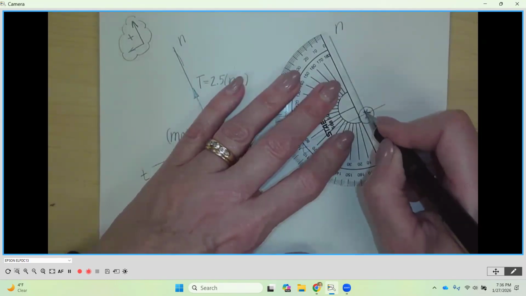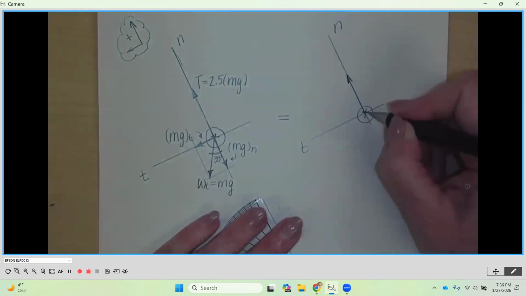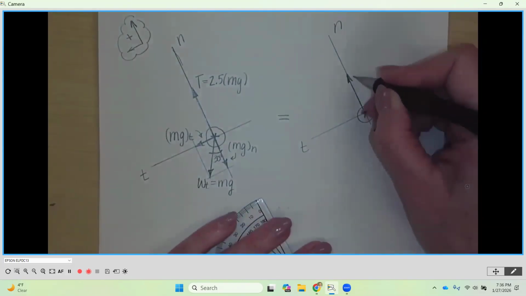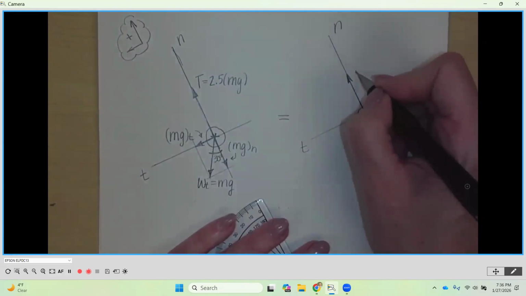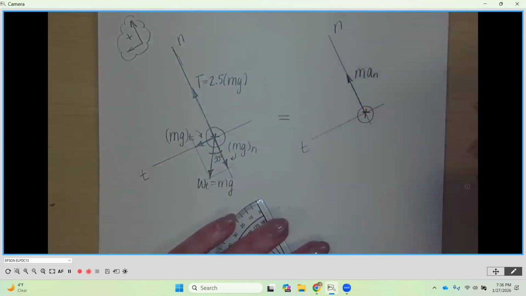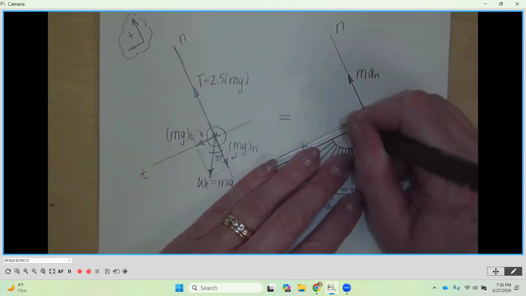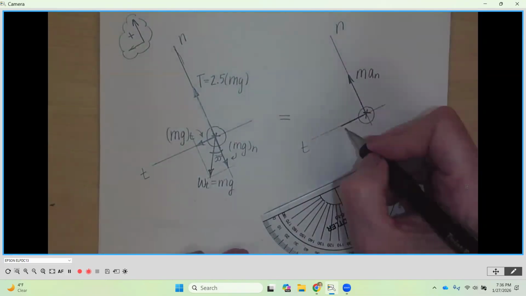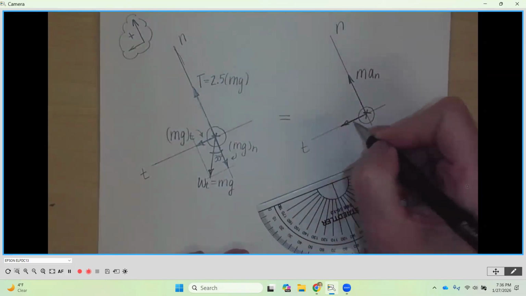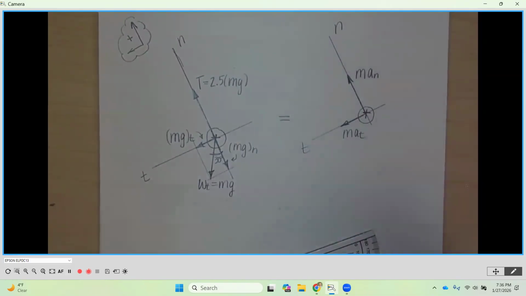So this is going to be mass times the normal. Remember, the normal always goes from the object and points towards the center of rotation, in this case of our bob. So this is going to be mass times the normal acceleration component. And then the tangential is going to go in the direction of acceleration, which is down and to the left as described in the problem. So this is going to be mass times acceleration tangential.